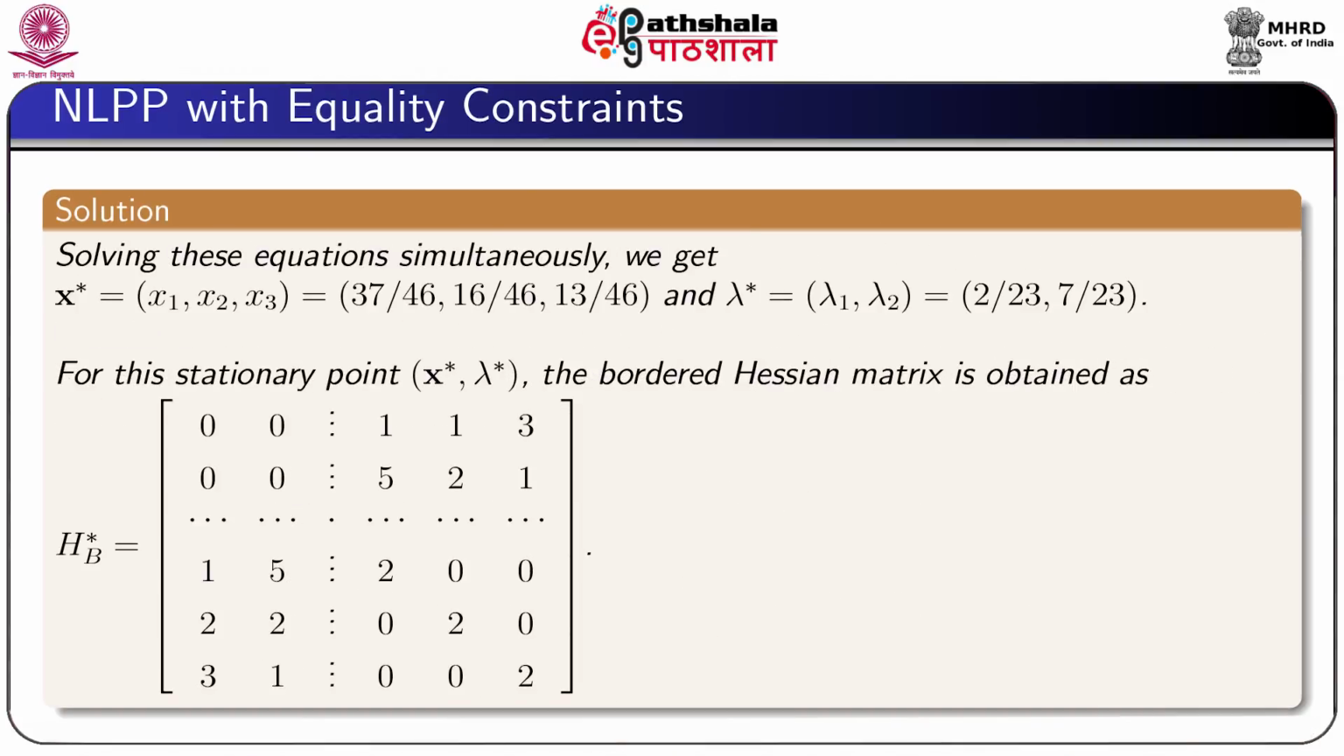Solving these equations simultaneously, we get the solution as x star equal to (37 by 46, 16 by 46, 13 by 46), whereas lambda star equal to (2 by 23, 7 by 23). From this stationary point (x star, lambda star), the border Hessian matrix can be obtained as shown in this slide.